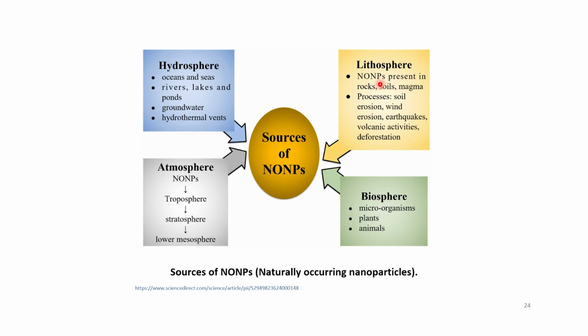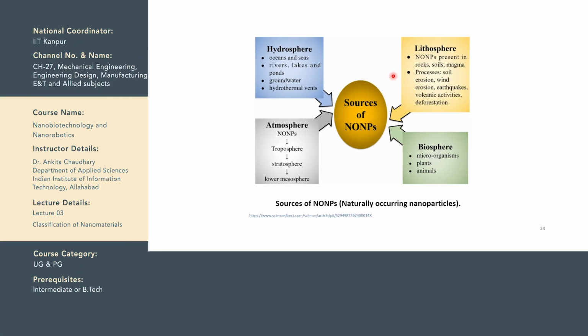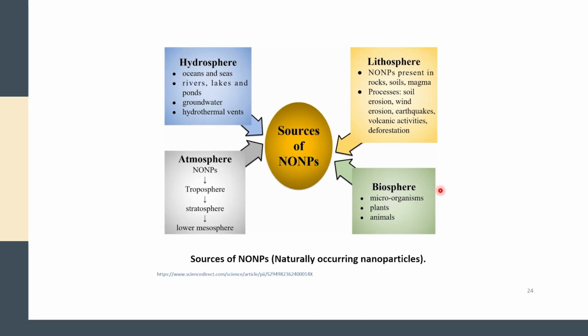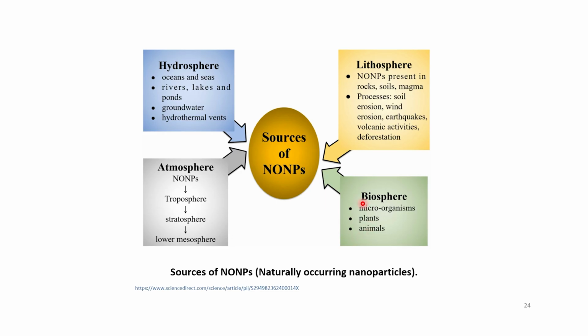Then in the lithosphere, in the soil, rock, soils and magma, and you obtain these via soil erosion, wind erosion, earthquakes or volcanic activities or deforestation. All these create naturally occurring nanoparticles from the soil lithosphere. Then biosphere: microorganisms, plants and animals, as I have already told you, already have nanostructures. Microorganisms already have nanostructures inside them, like magnetotactic bacteria, I will be teaching you in detail.